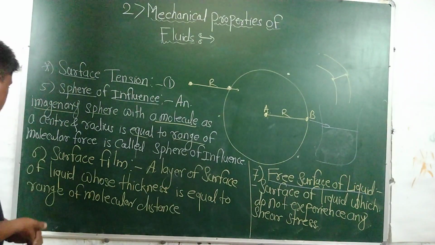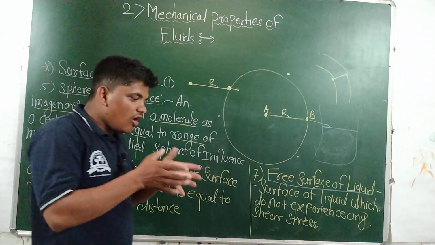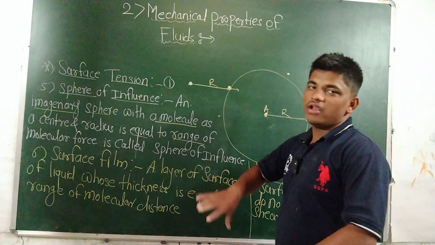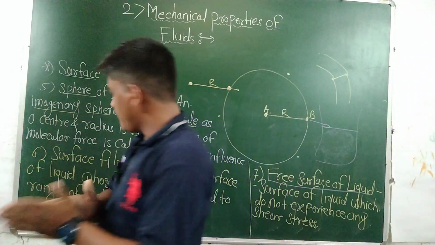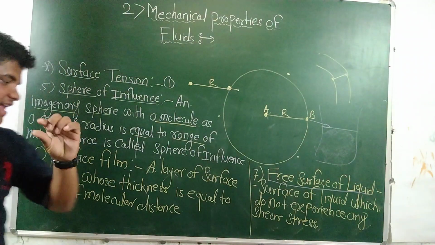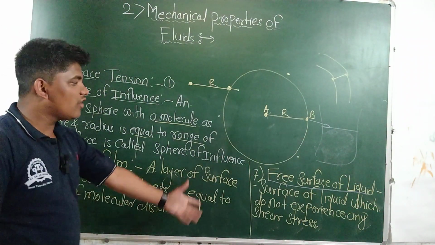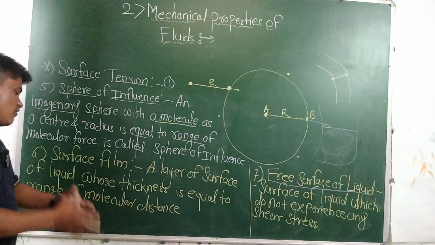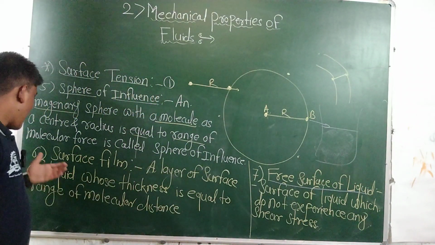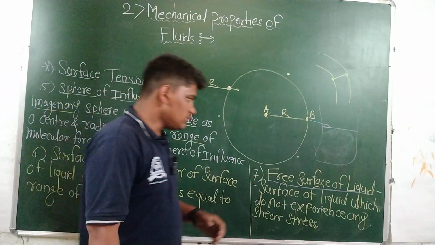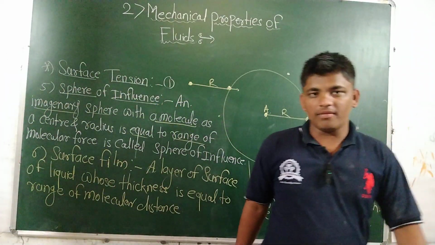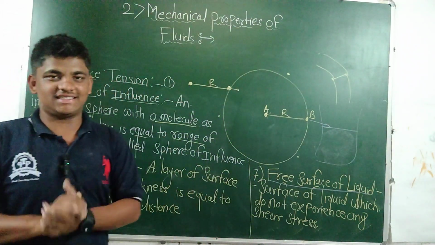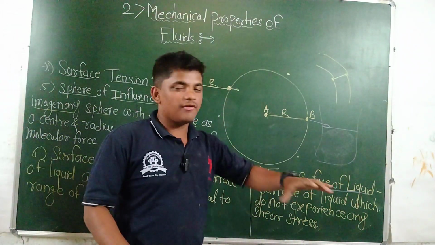And after that we discussed the surface film, a layer of surface of liquid whose thickness is equal to the range of intermolecular distance or range of molecular force. And the last one is free surface of liquid, a surface of liquid which does not experience any shear stress.